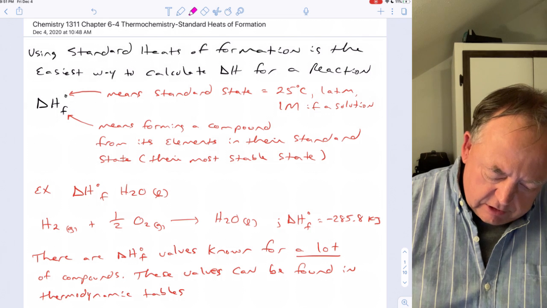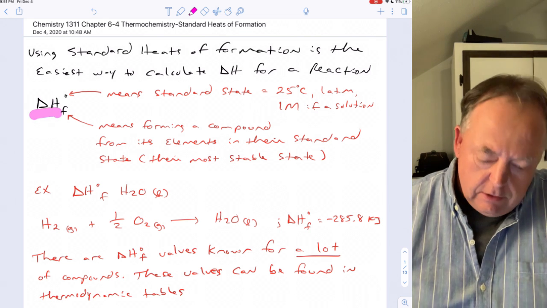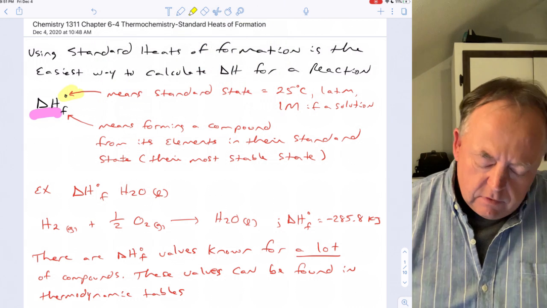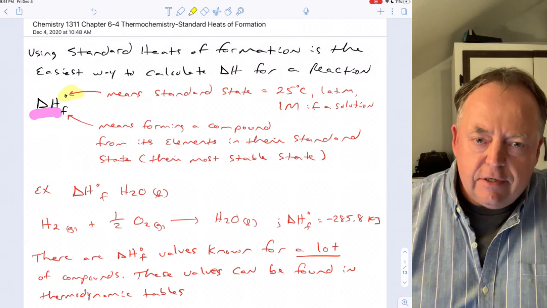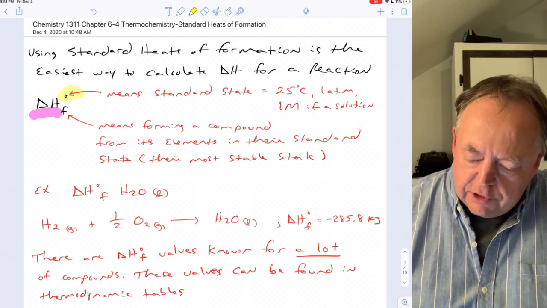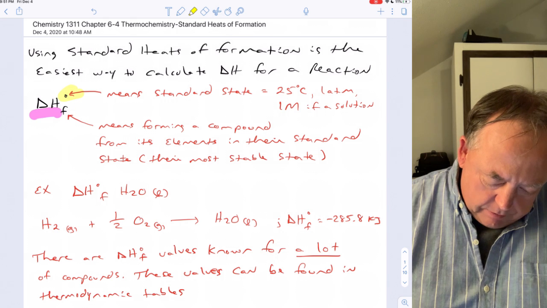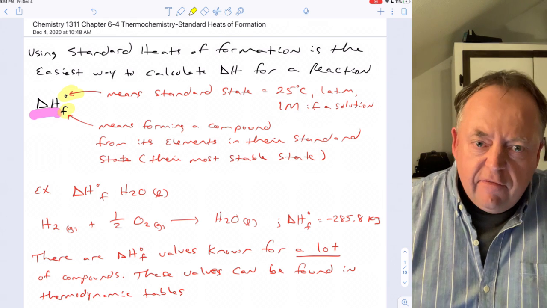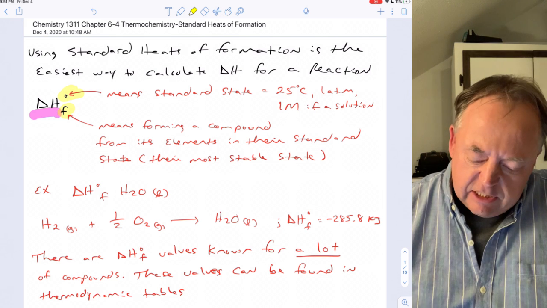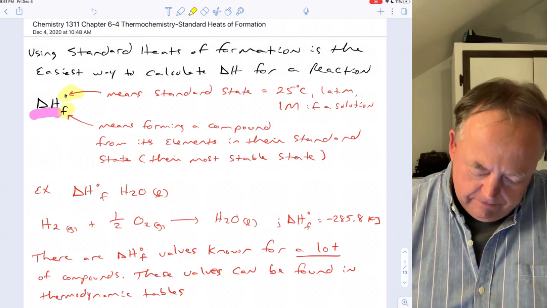Okay, so this is the symbol given for the standard heat of formation. Right, the superscript means standard state. So that means at 25 degrees Celsius, 1 atmosphere pressure. If it's a solution, then 1 molarity. And the subscript F means the heat of formation of the compound from its elements in their standard state. So that would be the most stable state of the element.